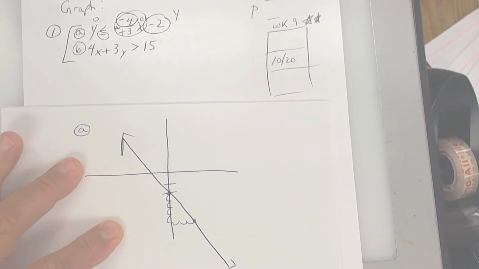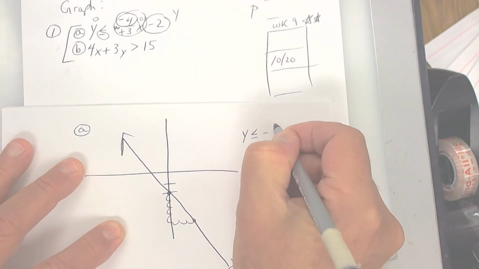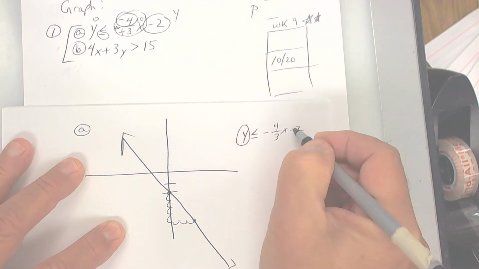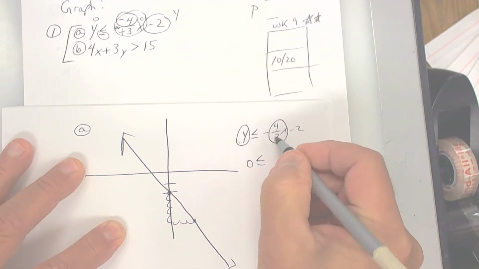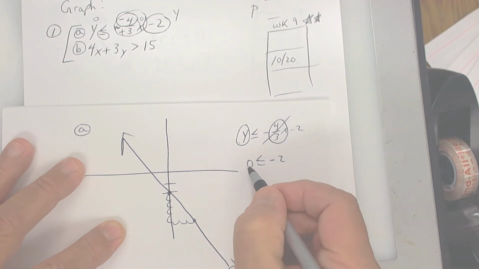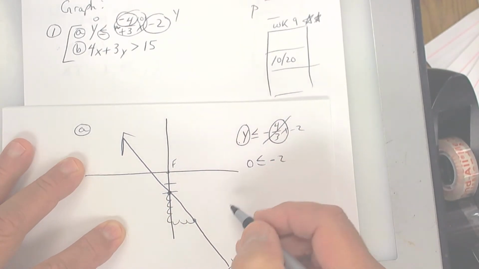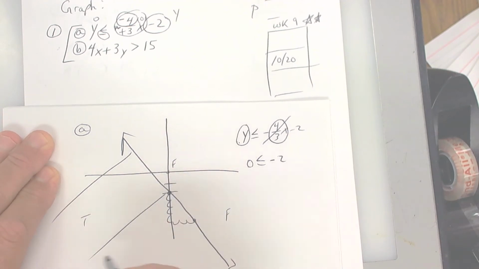All right, now you got to use 0, 0. So if you put y is less than or equal to -4/3x minus 2, and you put a 0 here and a 0 here, then this becomes 0, and this other one becomes 0. So you're left with -2. 0 is not less than -2. That's false. So that means this side is false, but this other side has to be true. So color the true side. Okay, if this one's false, then this side is true.